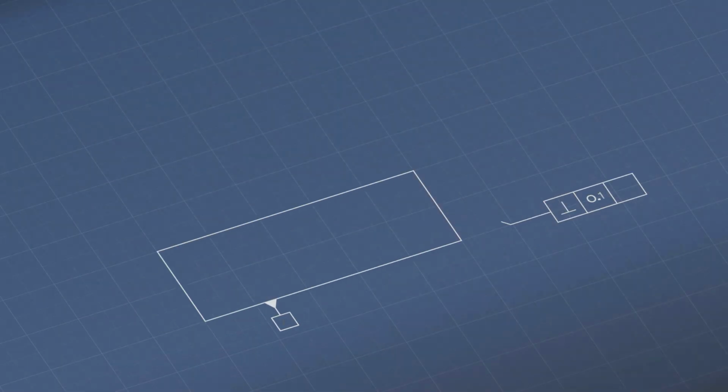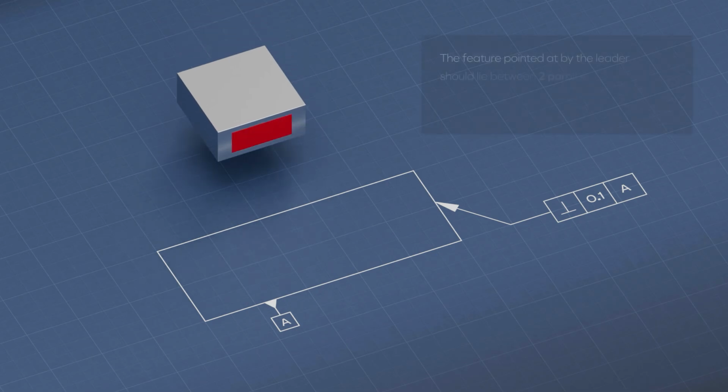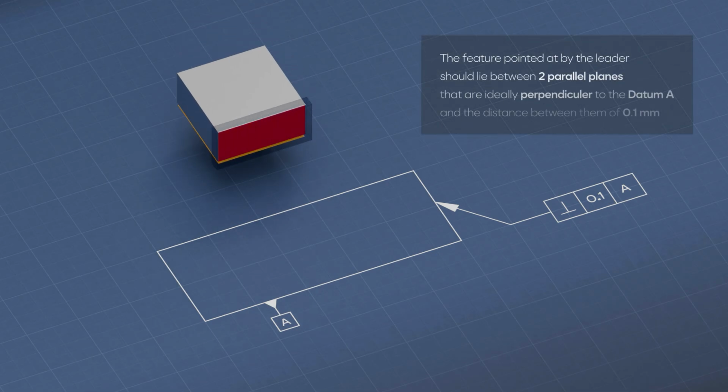Okay, so now how would you read this specification out loud? It reads: the feature pointed at by the leader should lie between two parallel planes that are ideally perpendicular to datum A, and the distance between them is 0.1. Great! Now you started to speak GD&T.